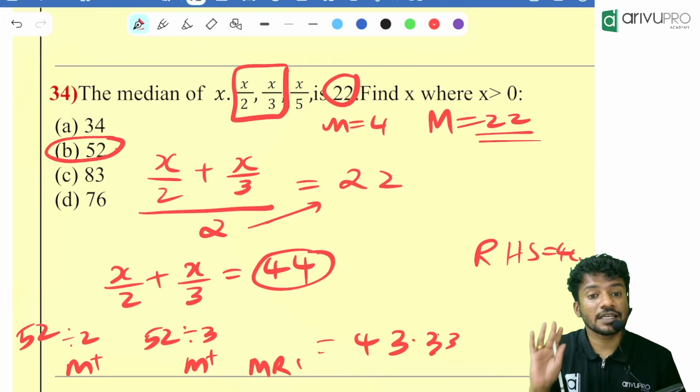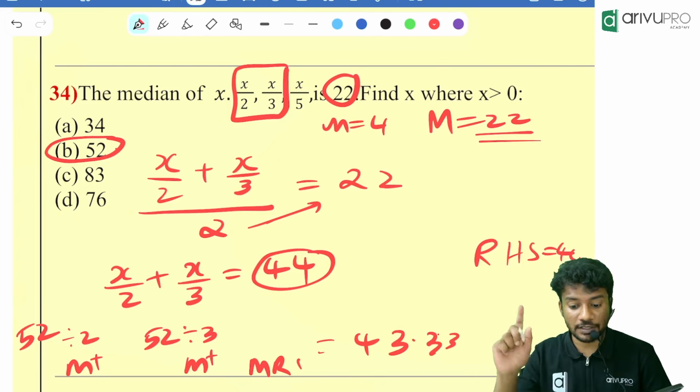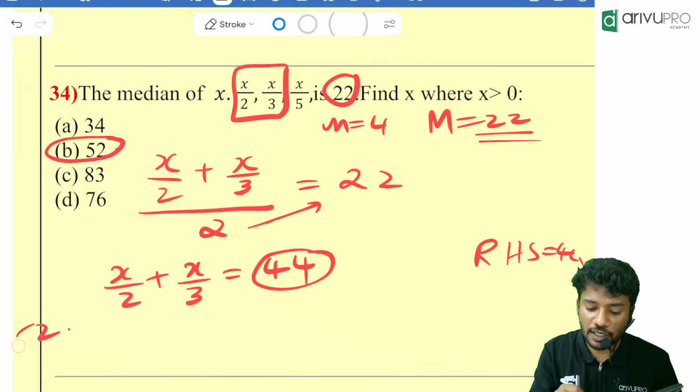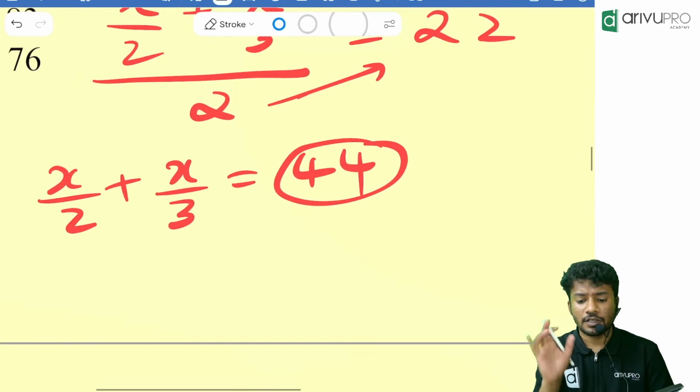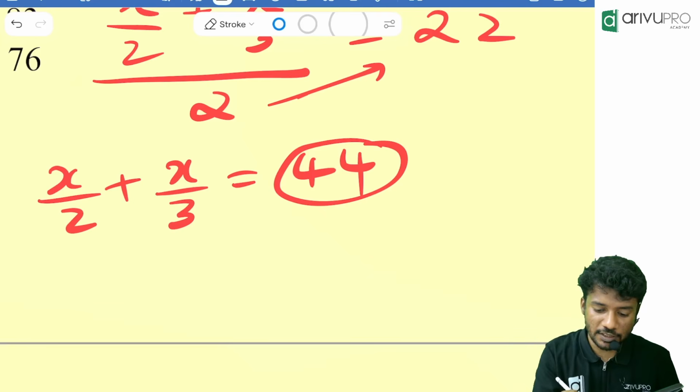43.33, which will be the nearest answer. All the other options will be giving some other answer. That is one method. If you are not good with LCM, go that way. If you are good with LCM, you will take the LCM.